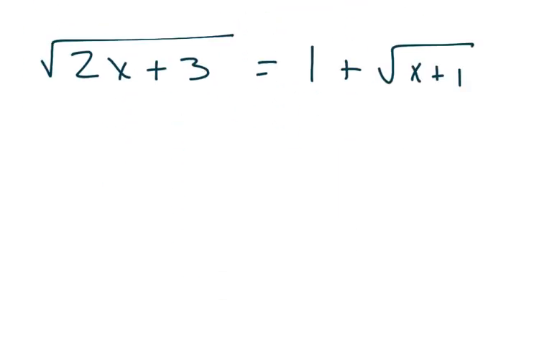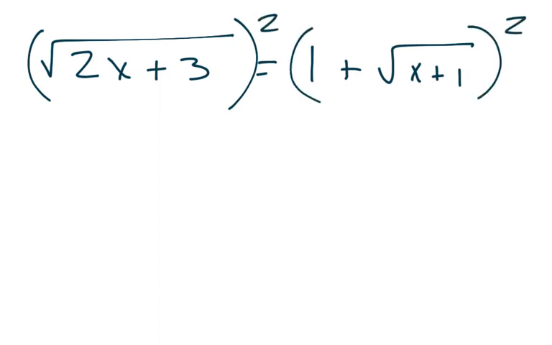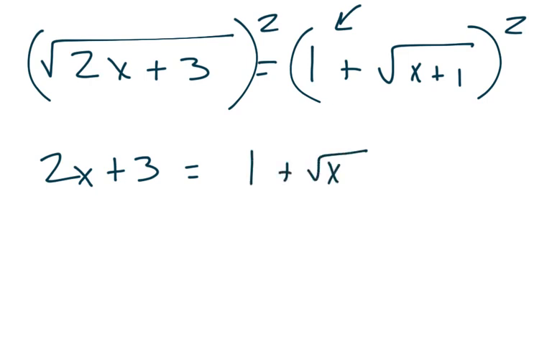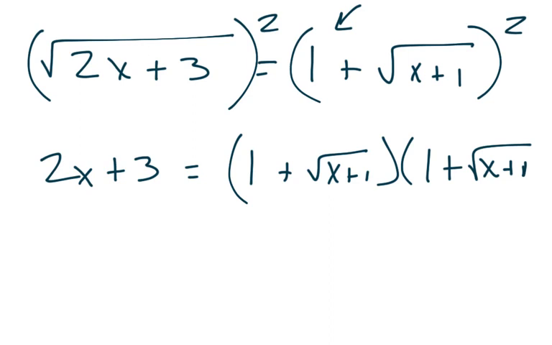Here's the last one, and this one is a little bit tougher. And it's tougher because of this one right here. Okay? I'm still going to square both sides, and that's going to give me a 2x plus 3 over here. But when I square both sides here, that means I have to take 1 plus radical x plus 1 times 1 plus radical x plus 1.